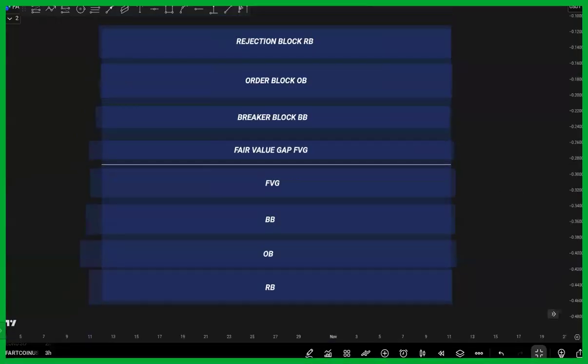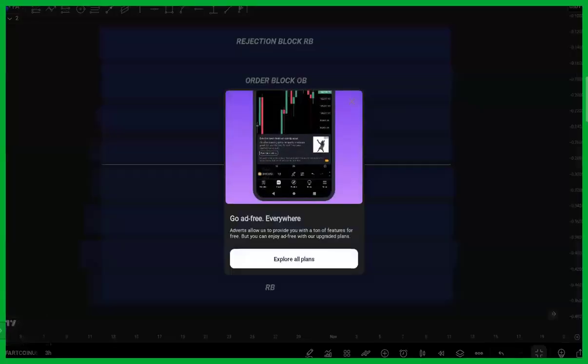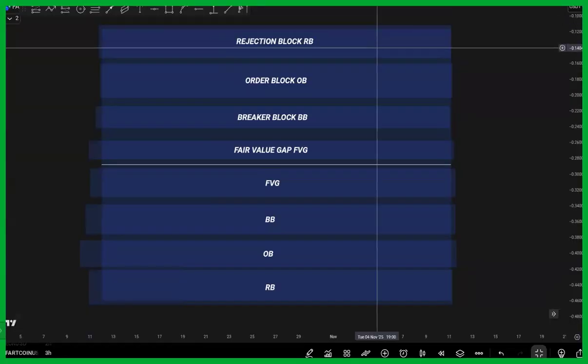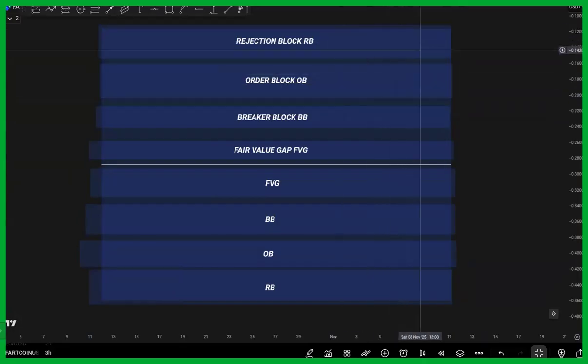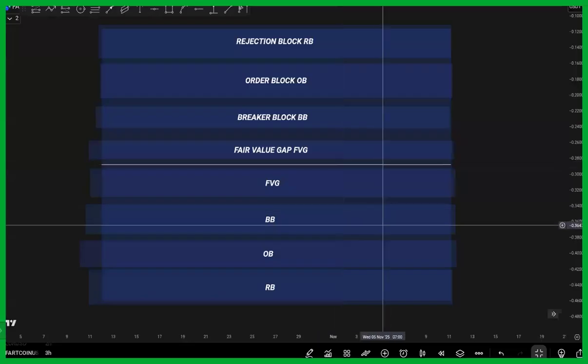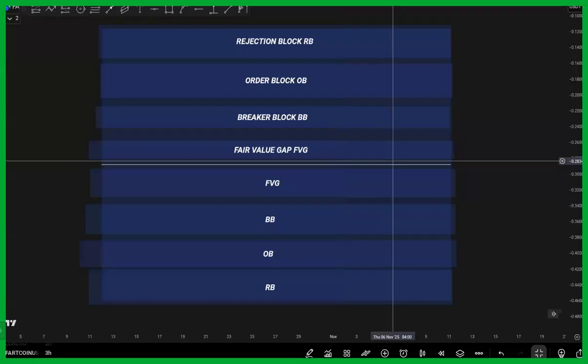All right, so what's on my screen right now is the PD array. And these are the levels where your smart money guys are most likely positioned in the market, with the ones at the most extreme part being the strongest ones. Take for instance, the breaker block, order block, and rejection block tend to hold far better than the fair value gap. The same thing here again, they tend to hold far better than all these ones.